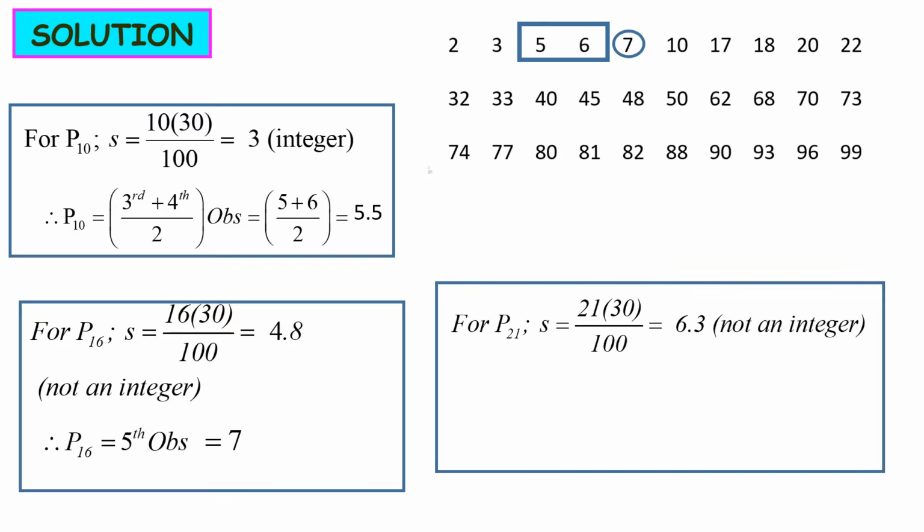The last question is to find P21. We start with finding 21 over 100 of the data. 21 over 100 of the data is 6.3. This is a non-integer value. Rounding up the value to the next integer will be 7. So P21 is the 7th observation, which is 17.